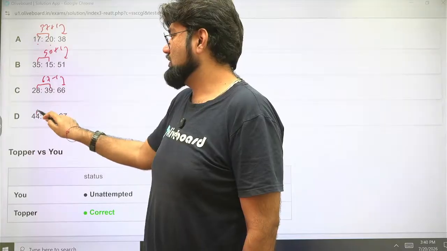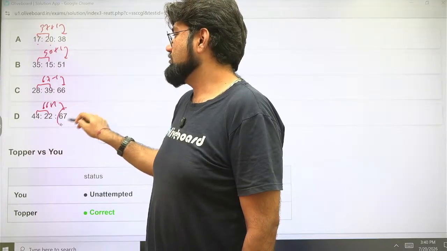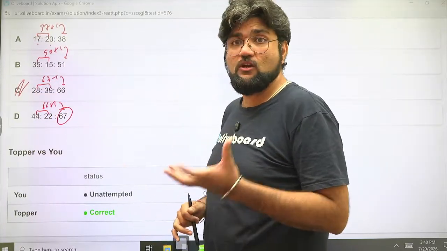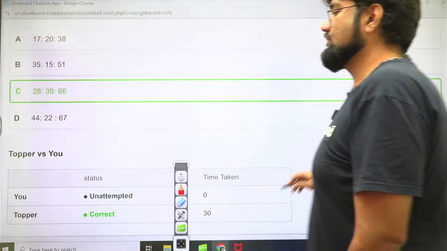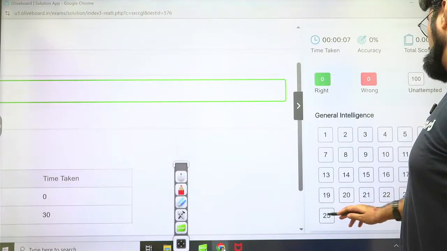But you'll have to confirm it. 66 plus 1 is 67. Generally, these logics which are too good to be true need to be confirmed once again. So option C is the odd one out. Pretty easy. 30 seconds. And the last question for today.